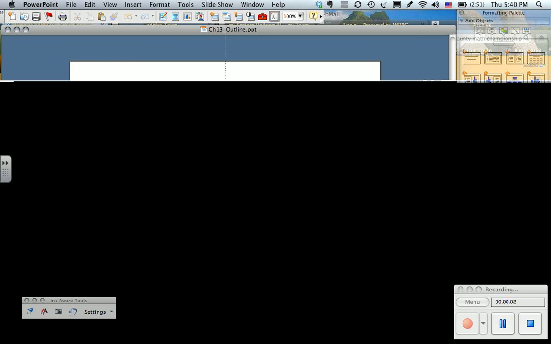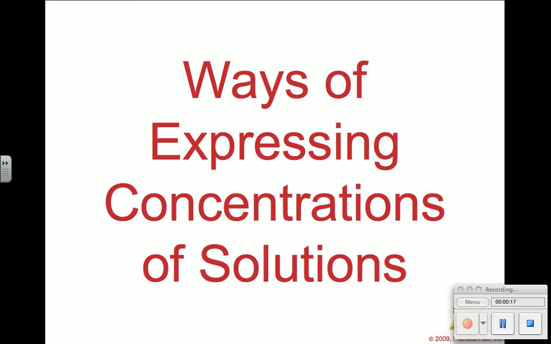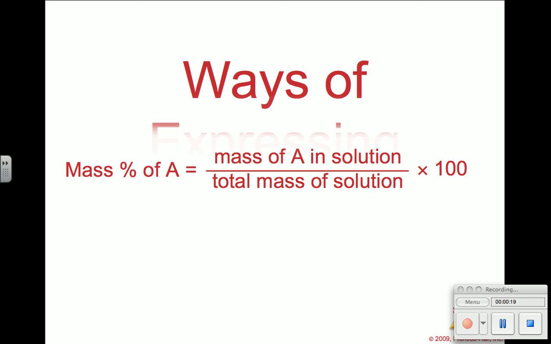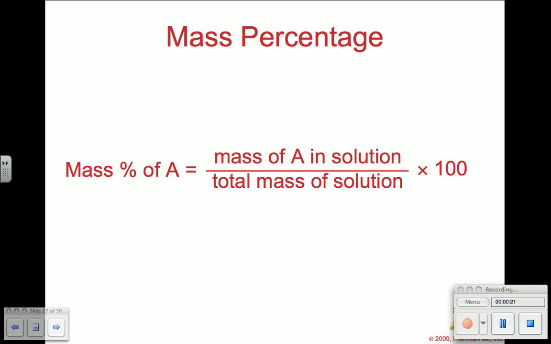Okay, we're getting into section 4 of your textbook, chapter 13, section 4. With this, we are looking at ways that we express concentrations when we're talking about solutions.